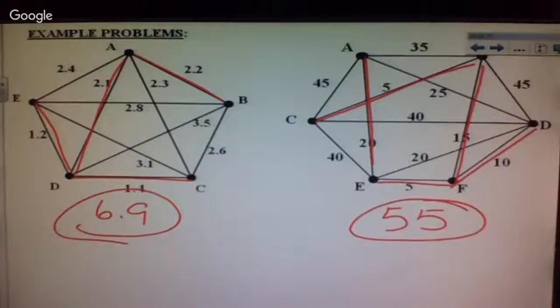How'd we do? Good. So, in the middle of those examples, it talks about the positive of Kruskal's algorithm. Why do we use it? It's easy. It's efficient. It's optimal. You always get the shortest network using Kruskal's algorithm. Easy, efficient, optimal.